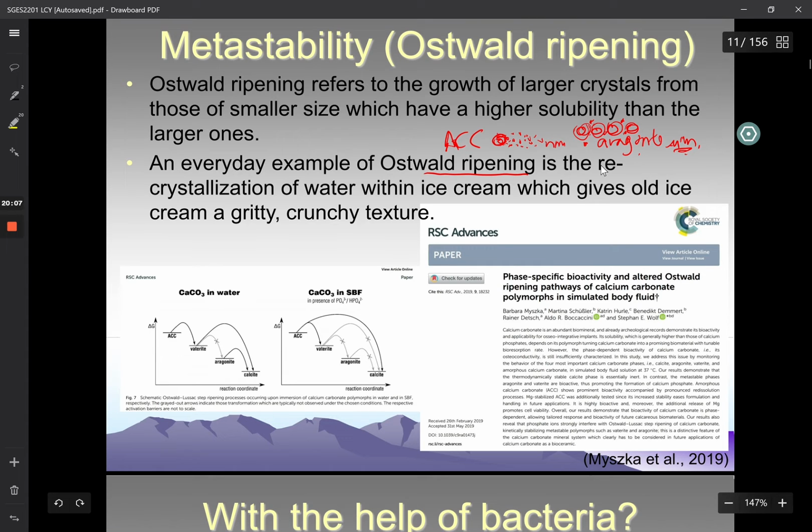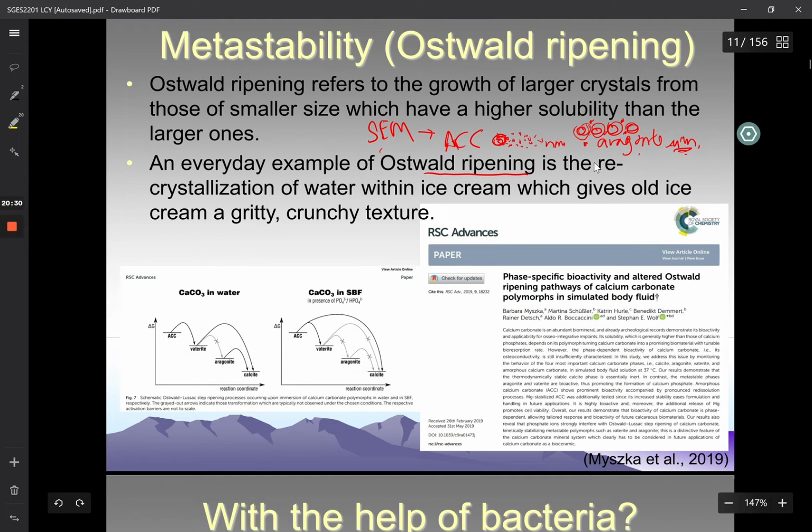Right, when you look in the SEM, you can clearly see the morphology of it, and you can see the size. You can easily measure the size of these minerals.